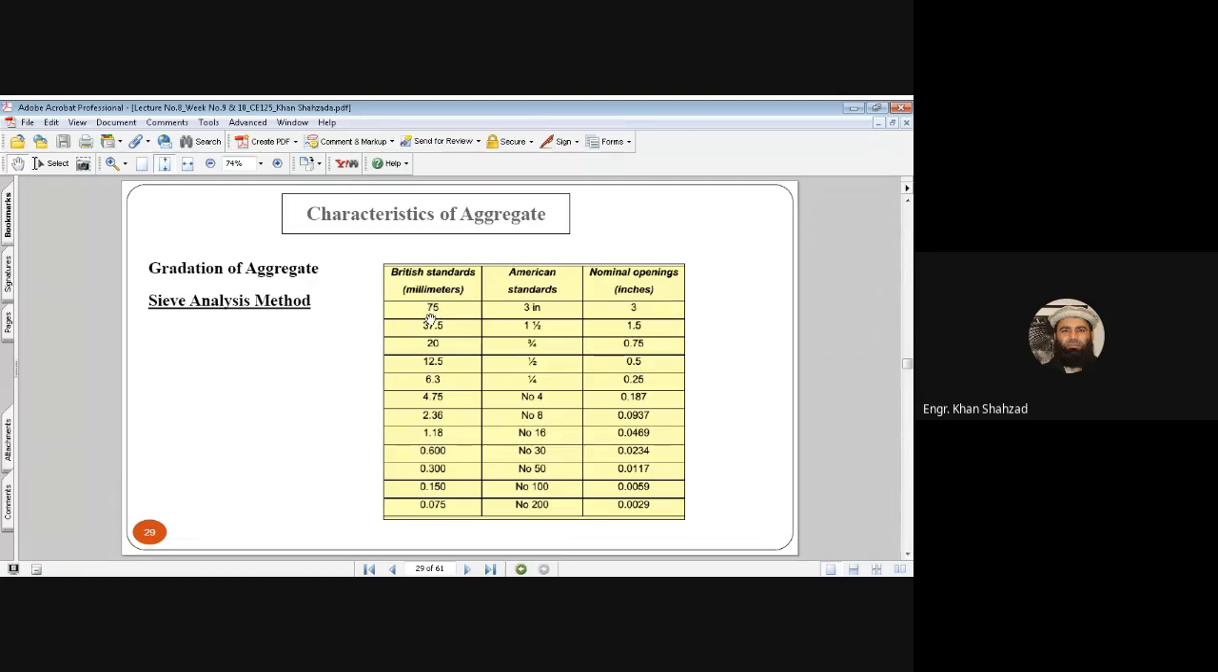Here you can see this 75 millimeter, then we are calling it the 3-inch sieve, and the nominal opening is 3 inches. Then 37.5 is the 1.5-inch sieve, and the nominal size of the opening is 1.5 inches. Then the 20 millimeter sieve is the 3/4-inch sieve, and its nominal size of the opening is 0.75. Then the half-inch sieve, that is 12.5 millimeter or 0.5 inches. Then we have the 1/4-inch sieve, that is 6.3 millimeter, and the nominal opening size is 0.25 inches. Then we have sieve number 4, which is the 4.75 millimeter sieve.